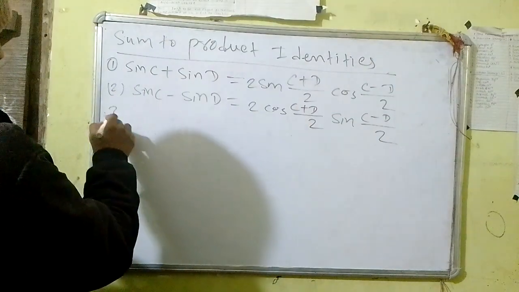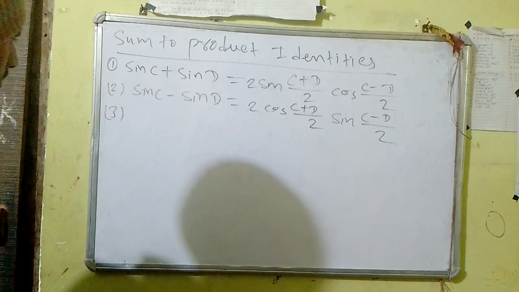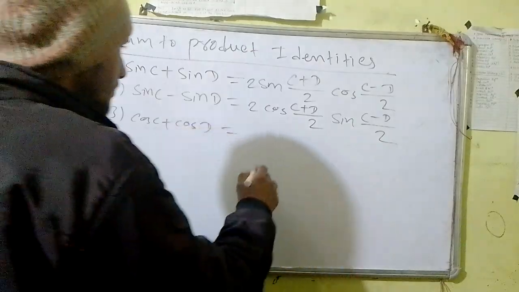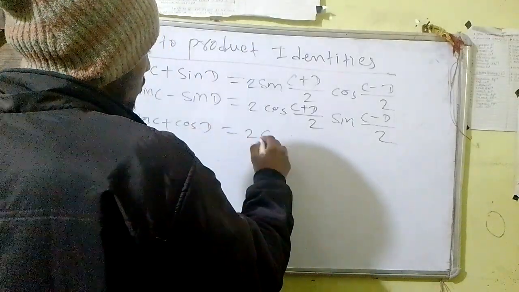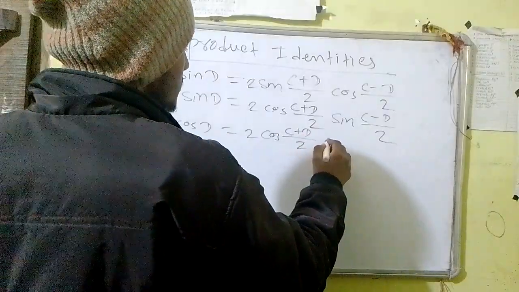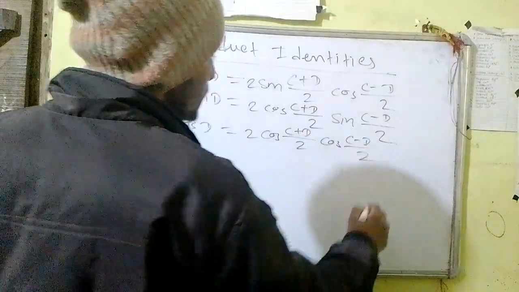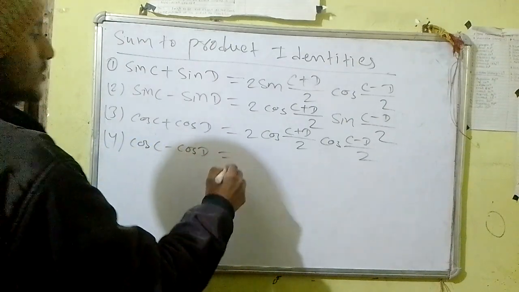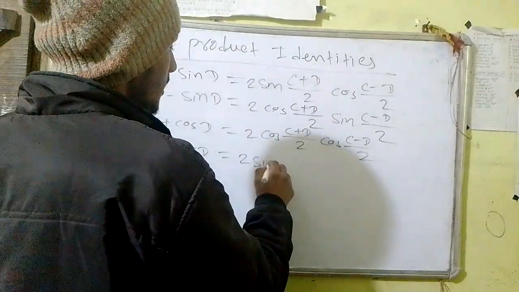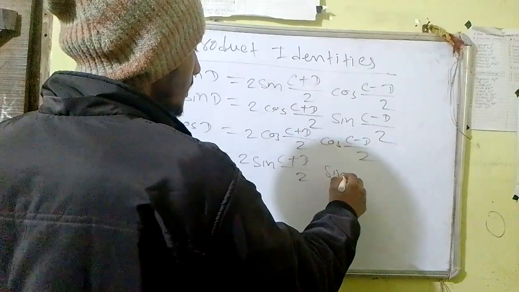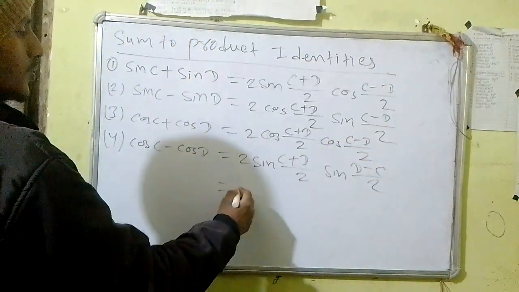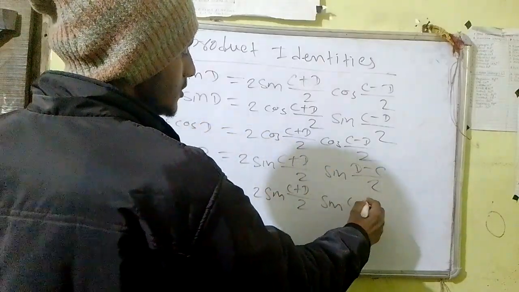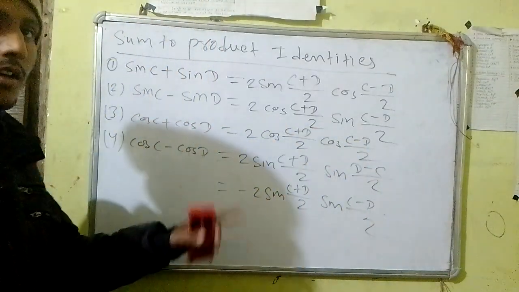Then cosine C plus cosine D is 2 cosine of C plus D over 2 times cosine of C minus D over 2. Lastly, cosine C minus cosine D is 2 sine of C plus D over 2 times sine of D minus C over 2. Some people also prefer to write it as minus 2 sine of C plus D over 2 times sine of C minus D over 2. You can write it in any of the ways you want.